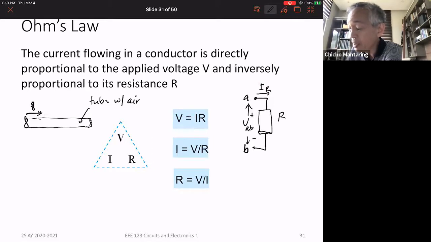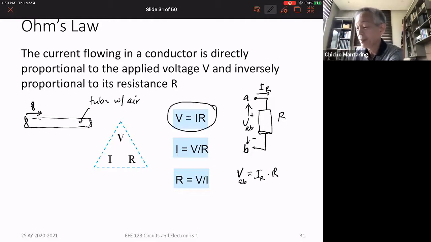So sinasabi lang ng Ohm's law is V is equal to, in this case, VAB is equal to IR times R. So actually, V is equal to IR. Yun lang ang sinasabi ng Ohm's law. So the voltage across the resistance is proportional to the current that flows through that resistance. I will just be V over R, or R will just be V over I. Sometimes they show this triangle, V equal to IR. So it just says that V over I is equal to R, I times R is equal to V, or V over R is equal to I. So yun lang yung ibig sabihin ng triangle na yan.